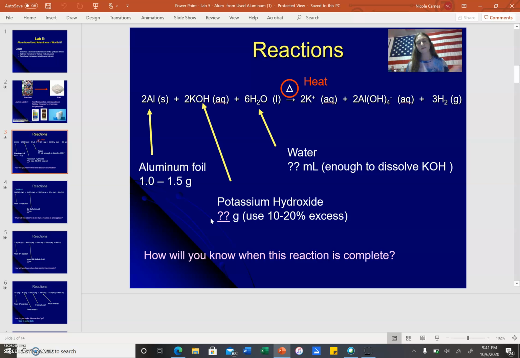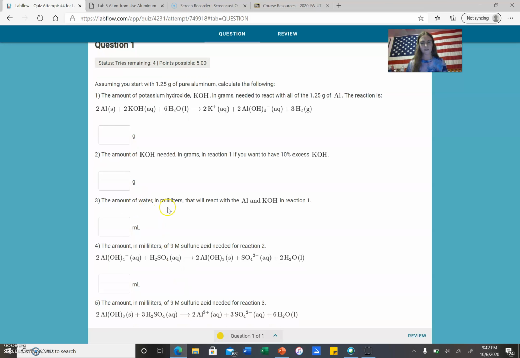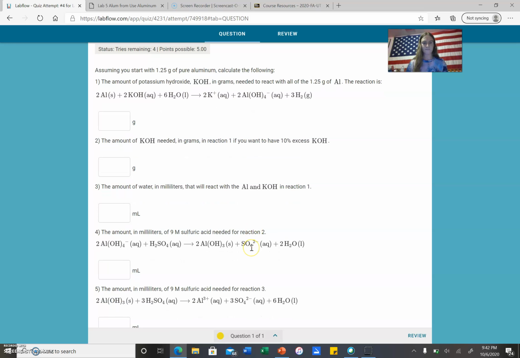I want to see specific amounts. So you're going to need 1.25 grams of aluminum, whatever value you get of potassium hydroxide, and whatever amount of water you calculate to dissolve the KOH pellets. Because question 3 here says the amount of water in milliliters that will react with the aluminum and KOH. This will help dissolve the KOH pellets.